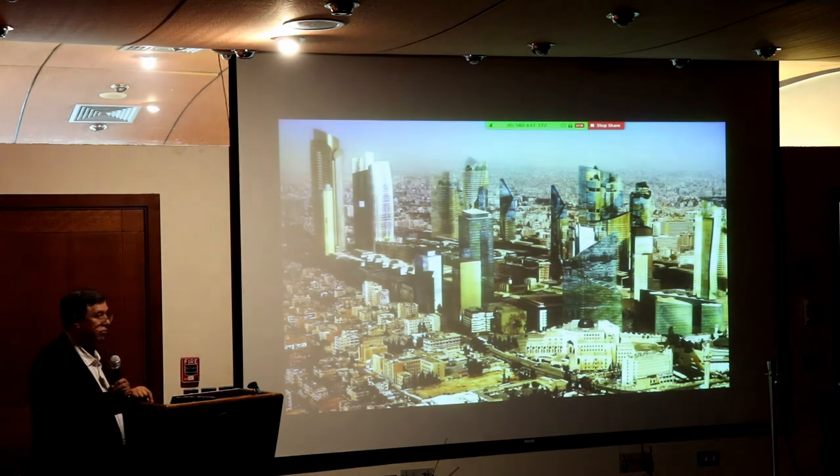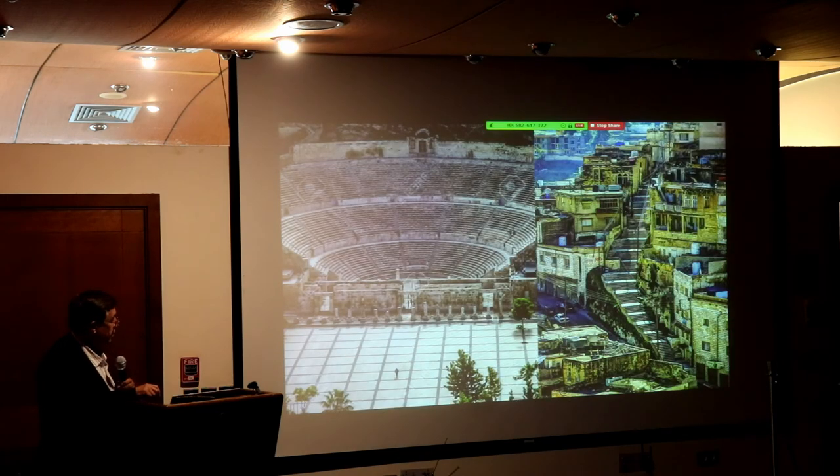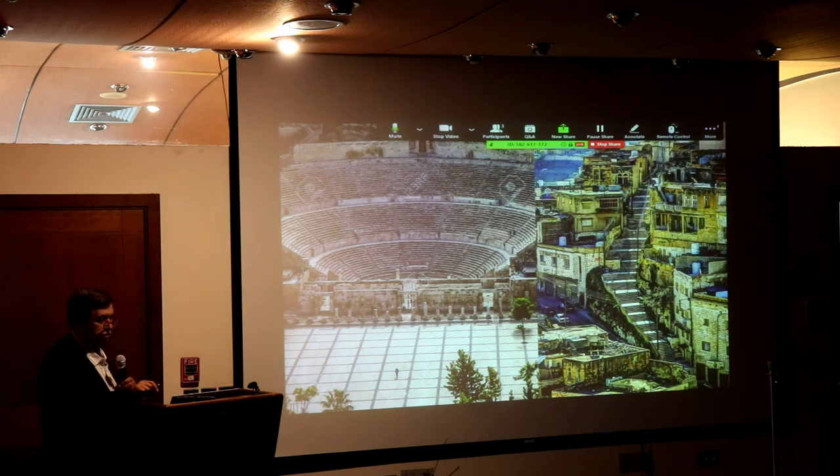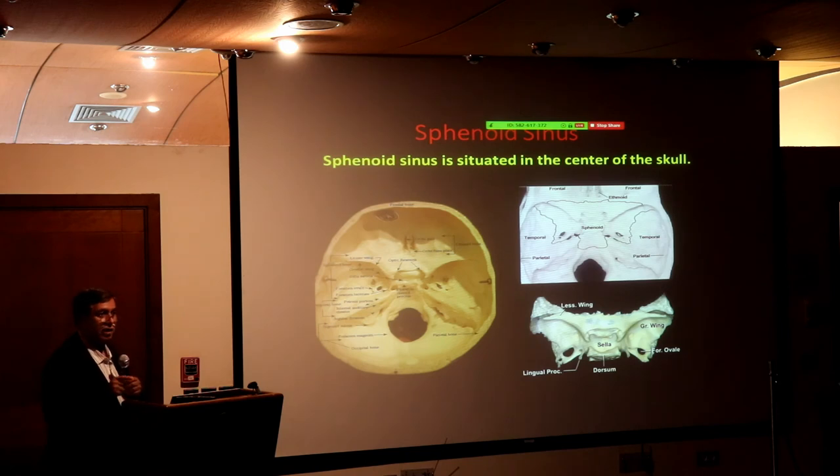This is downtown Amman, center of Amman. And this is the Roman amphitheater and some of the stairs in the old souks of Amman. So if you have a property there in the center of Amman, you'll be rich. So whenever you are in the center, you will gain a lot. Sphenoid sinus is in the center of the skull. So it is the central bone of the skull, and everything is built around it.